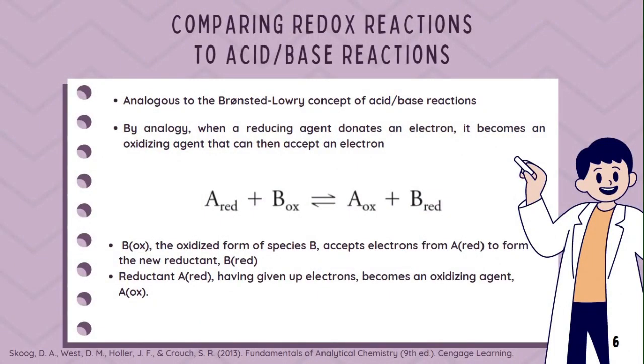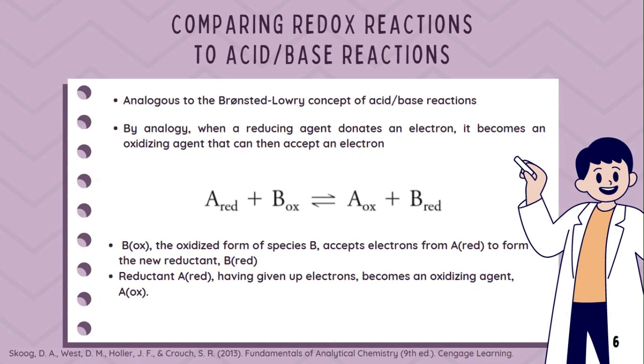Some of the redox reactions can be compared to acid or base reactions in such a way that they are somehow analogous to the Bronsted-Lowry concept of acid or base reactions. In both reactions, one or more charged particles are transferred from a donor to an acceptor: electrons for oxidation or reduction reactions, while protons for neutralization. In Bronsted-Lowry reactions, when an acid donates a proton, it becomes a conjugate base that is capable of accepting a proton. By analogy, when a reducing agent donates an electron, it becomes an oxidizing agent that can accept an electron. With this concept, we can write the generalized equation for redox reactions such as the one given on the screen.